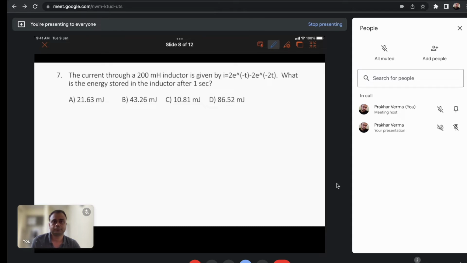So coming to the 7th question. The 7th question says the current through a 200 millihenry inductor is given by this expression, that is, current as a function of time. What is the energy stored in the inductor after 1 second? You have to understand the supply has been resumed at 0 seconds. So from the time period 0 to 1 second, how much energy is being stored in the inductor?